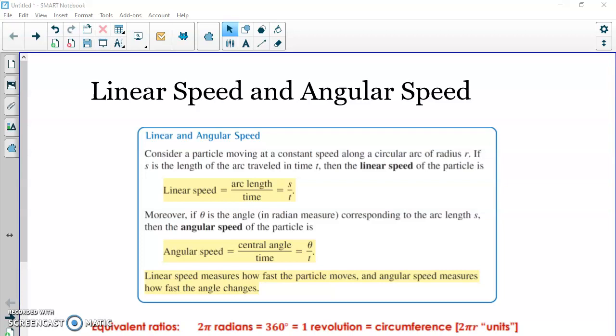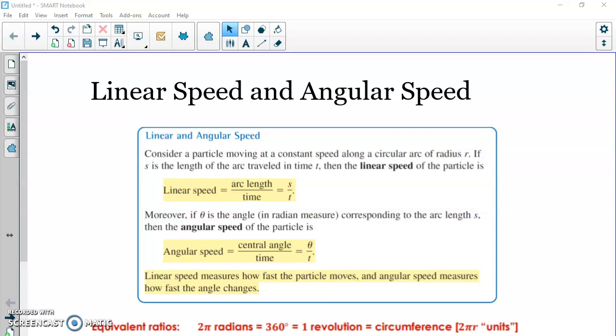Hey guys, so last class we went over what arc length was. Arc length is S, referred to as the variable S, equals your radius times your central angle, theta in radians. So linear speed and angular speed. Linear speed would be if you are a particle running around a circle. It is the length of the arc traveled in time. So that is the arc length, S, over the time it takes to get around.